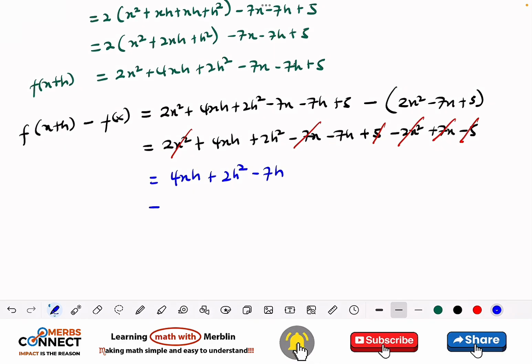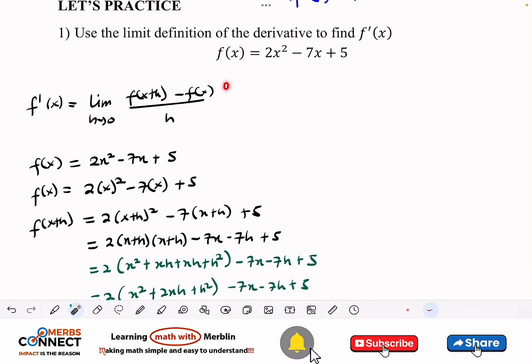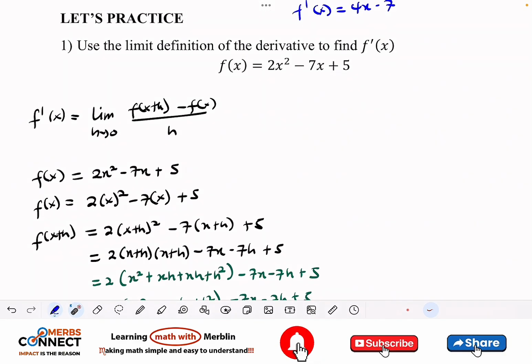Then since all of them have h, I can factor h out. So this one will be left with 4x, and this one will be left with 2h minus 7. Good. So this is equal to this. Everything on the top here is equal to what I have here. So now let me continue from here.